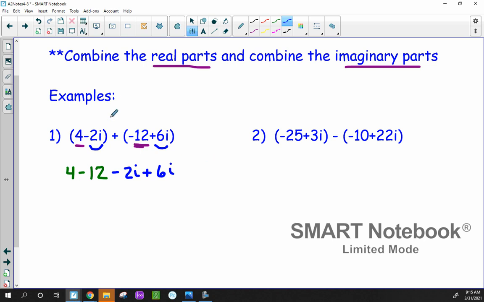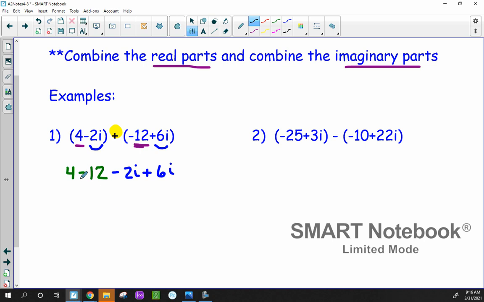Often, they'll use parentheses around complex numbers, but please don't let that confuse you. Usually, parentheses mean multiplication, so really pay attention to the sign that's in the middle. That will tell you what to do.